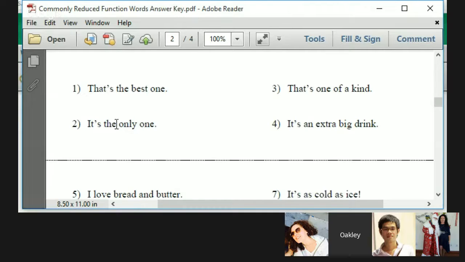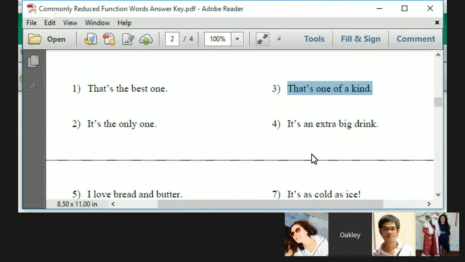Yeah, when we do these connections, especially like this, "the only," it sounds like "yonly." It's the only one. It sounds like the "yon," "yonly one." It's the only one. Okay, that's it. All right.